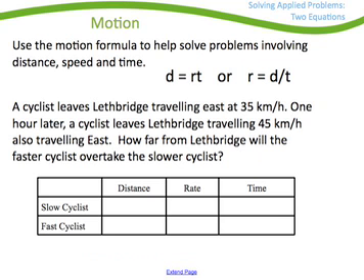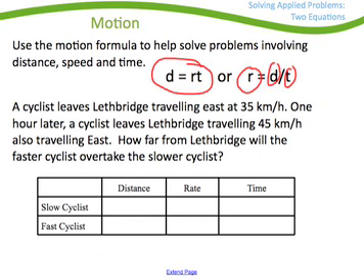One more. This one involves motion. Same kind of thing though. Notice I've got a pretty little table set up, ready to go. Motion formula, so here I have a motion formula. Distance is rate times time, or your velocity or your rate is equal to the distance divided by the time. Just a formula that is used quite frequently.